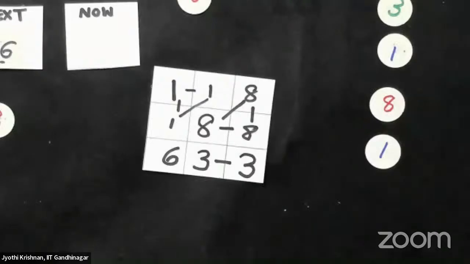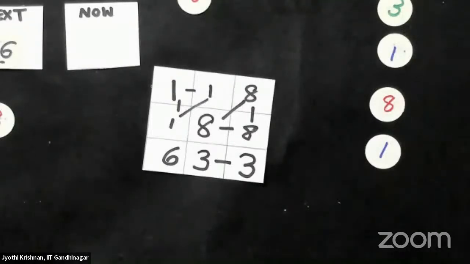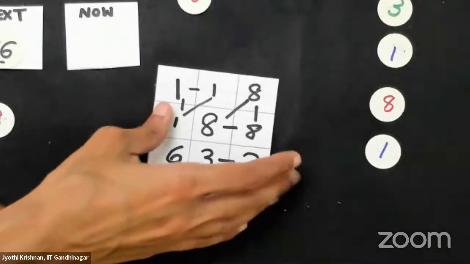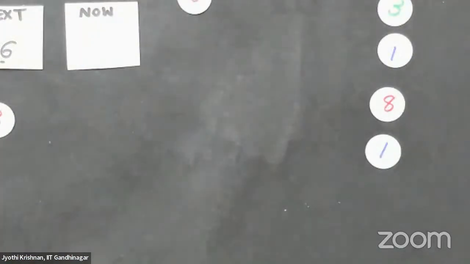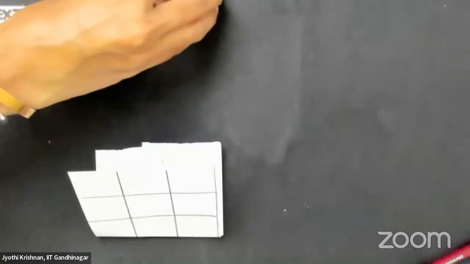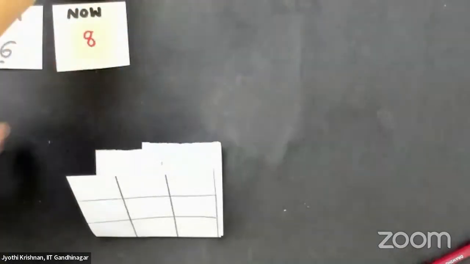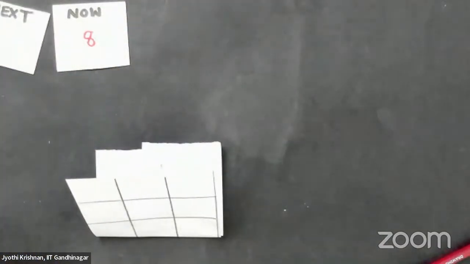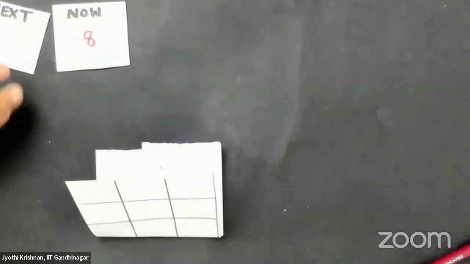Okay, we have a grid. We will do it on the grid quickly. So here is the grid. The first number is 8. So you can see now Jyoti ma'am will fill the number 8 on the grid.